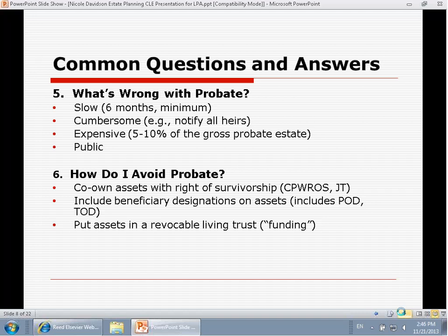Another way to avoid probate would be through a beneficiary designation on an asset. And that might be a pay on death, POD, or a transfer on death, TOD. It may be a life insurance policy that has named beneficiaries. It may be retirement accounts that have beneficiaries named on them. But a third way that probate can be avoided and can make sure that probate is avoided for most any asset would be to put the asset into a revocable living trust. And we call the process of moving the assets into the trust name trust funding.